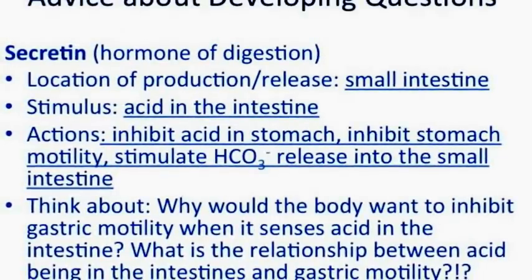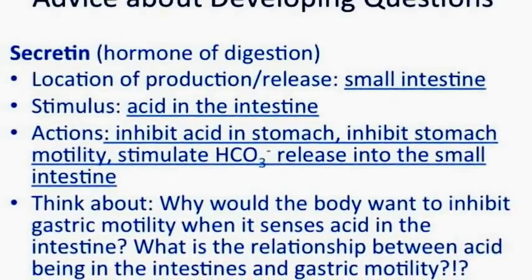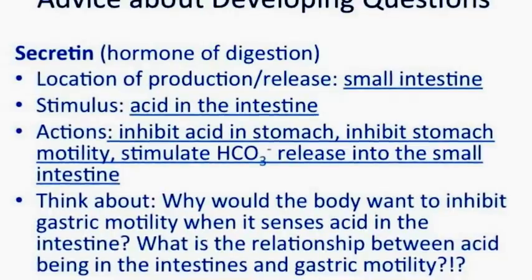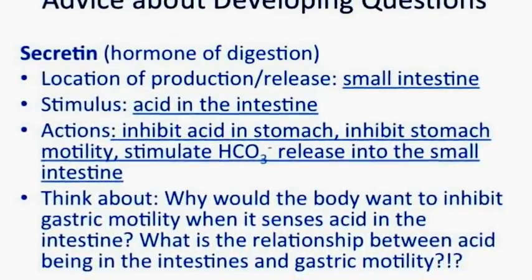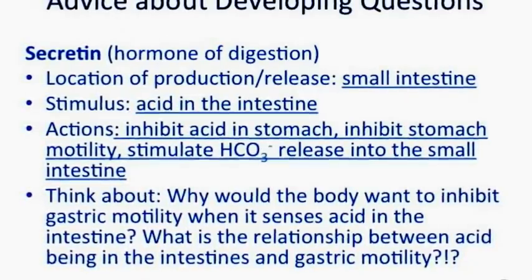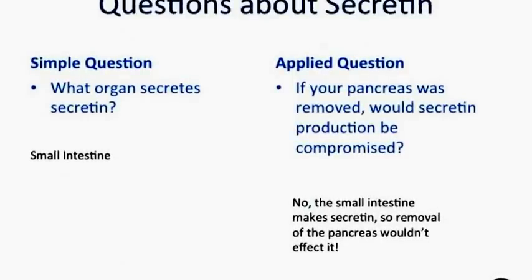So the last thing that we can ask about is the role of inhibiting gastric motility. So why would the body want to inhibit gastric motility when it senses acid in the intestine? How did that acid get into the intestine, and what is the relationship between acid being in the intestines and gastric motility?